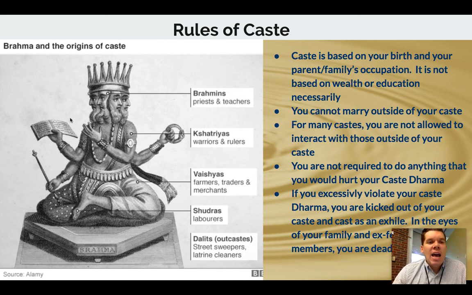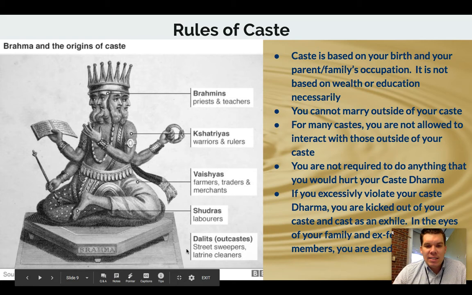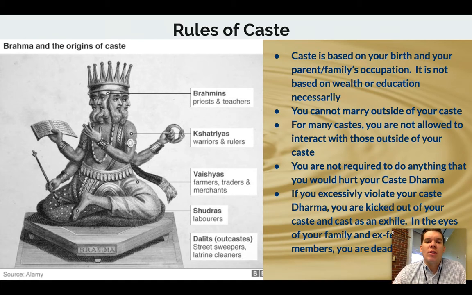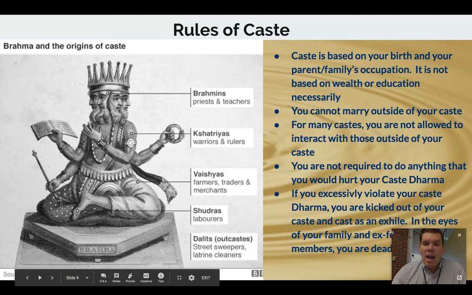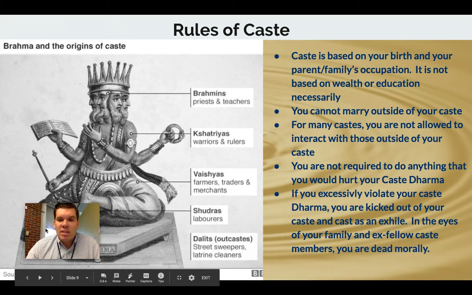Now, outside of this body, we have the Dalits, the outcasts, and that's what the main character of your story is. He is a Dalit. He had no choice in this matter. He was given this title at birth because that's what his parents were. And that is where he has to live his entire life.